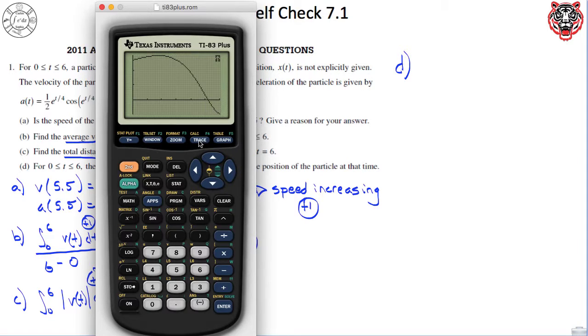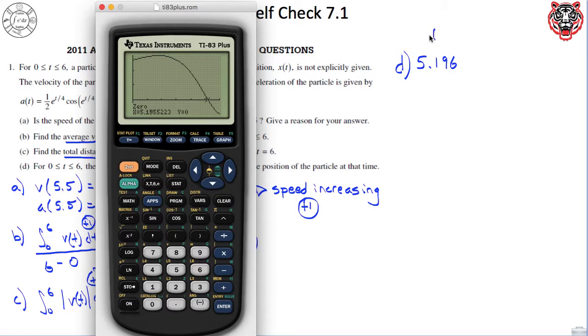So I go to second trace and I hit 2. I'm calculating the 0, so I scroll to the left of the point. I hit enter. I scroll to the right of that 0. I hit enter. I have my guess, which is right about there. I hit enter, and it will tell me that it's 5.196. Yay. 5.196, and that's for the time.